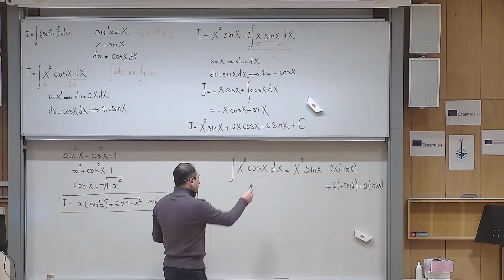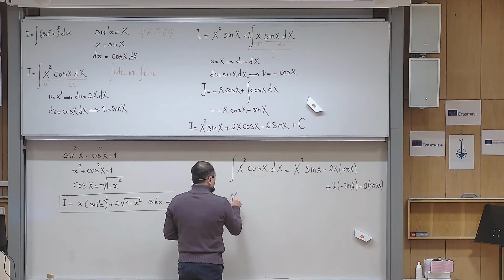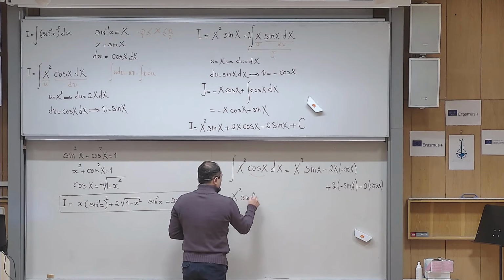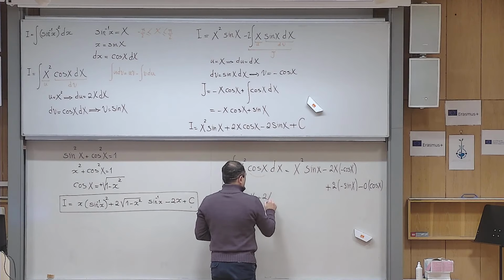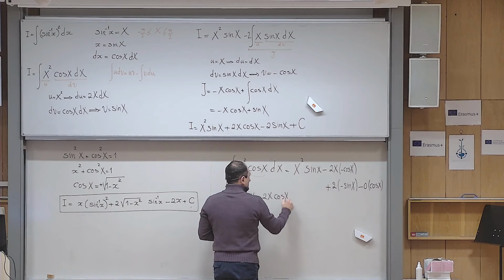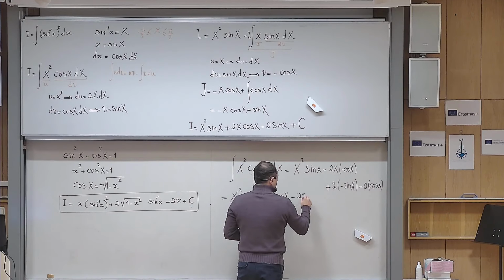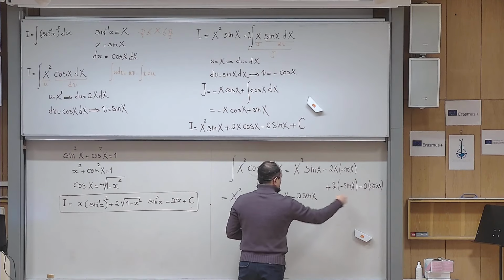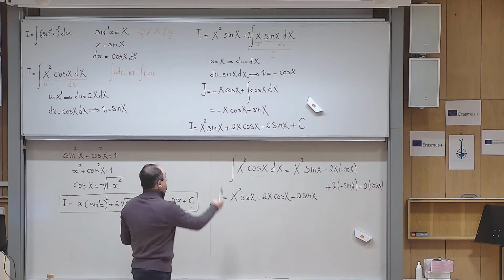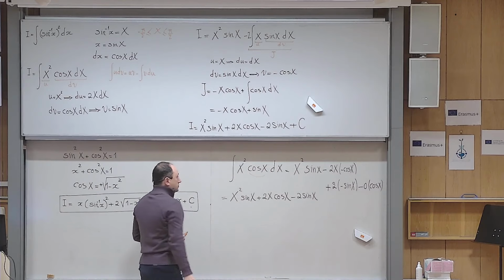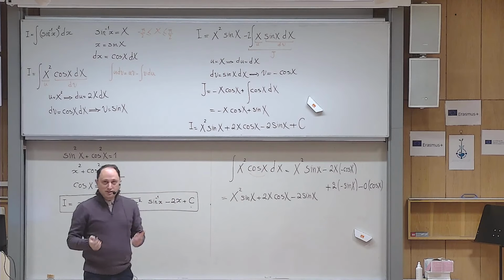Okay, so then what happens? So this becomes x squared sine x. This becomes positive 2 x cosine x. This becomes a negative 2 sine x, and the rest of the terms are 0. So this is hopefully what we got there. So you see, that is exactly this answer. I'm just telling you that this is the same thing.